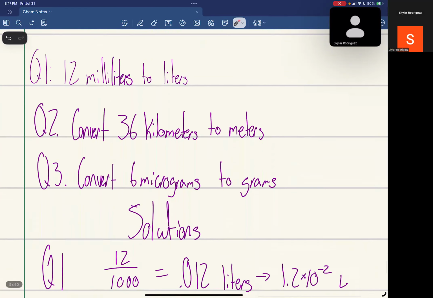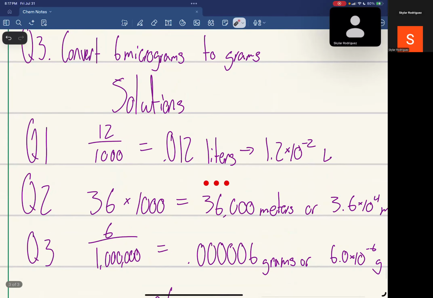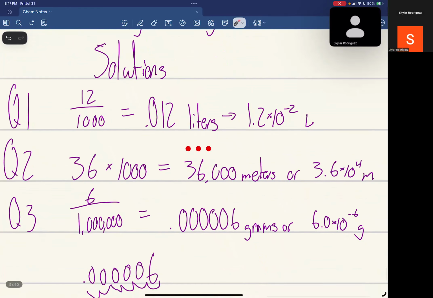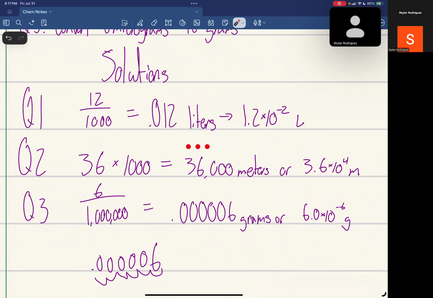Now we're going to go over the solutions. So simply, I divided 12 by 1,000, which equals 0.012 liters, or 1.2 times 10 to the negative 2 liters. 36 times 1,000 equals 36,000 meters, or 3.6 times 10 to the fourth power meters. And then for the last one, we're going to do 6 divided by a million, which equals 0.000006 grams, or 6.0 times 10 to the negative 6 grams.